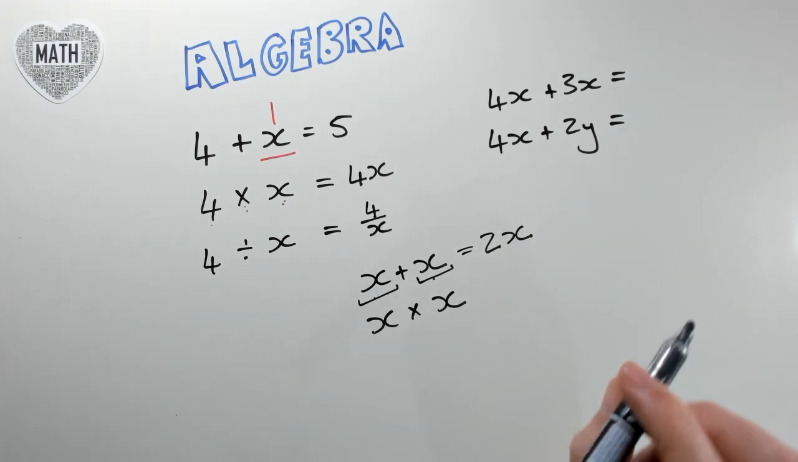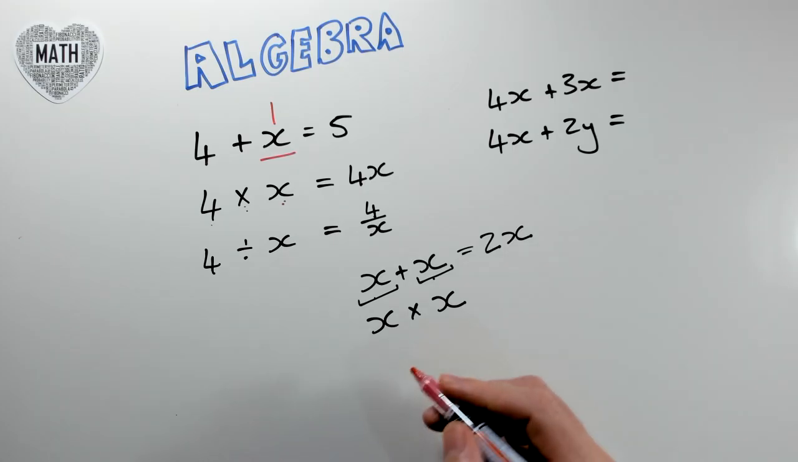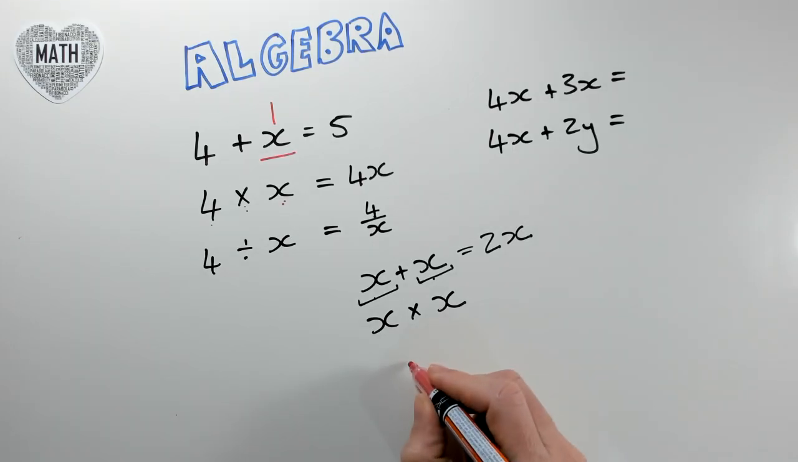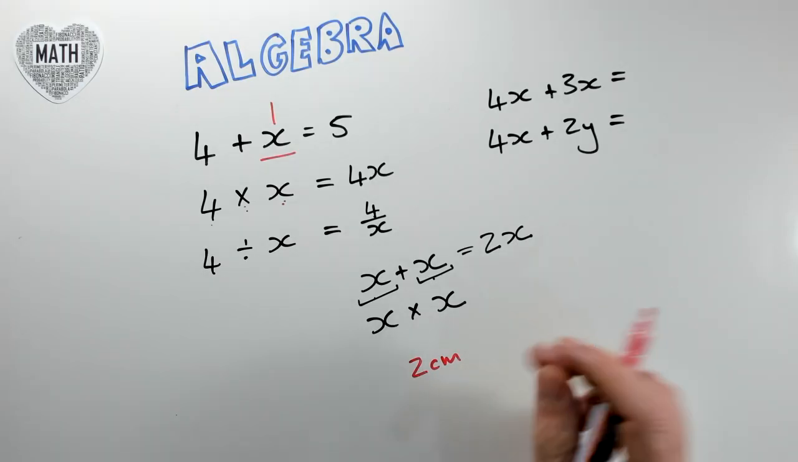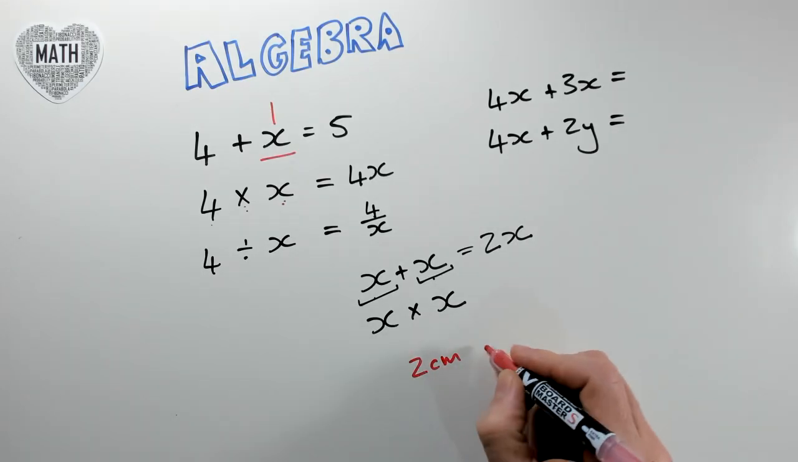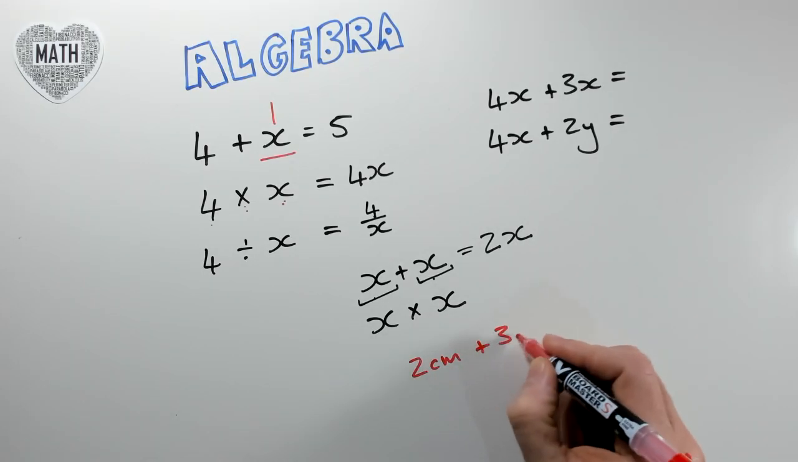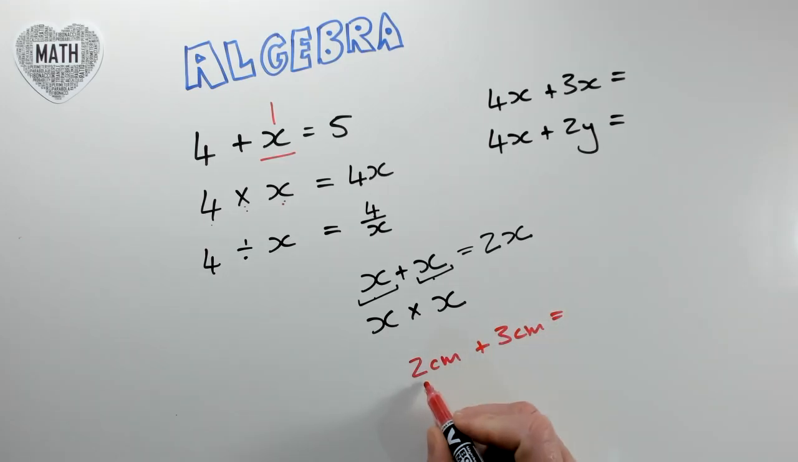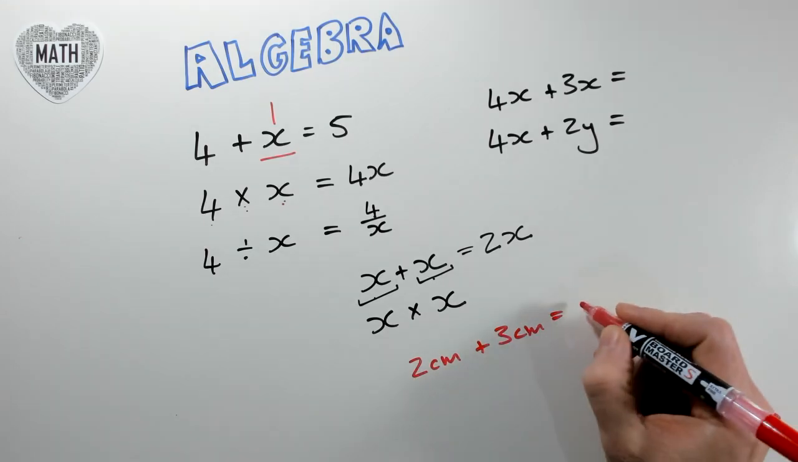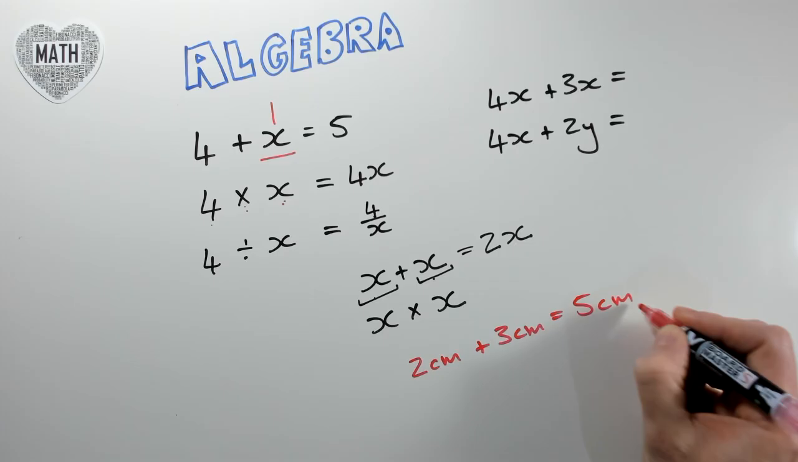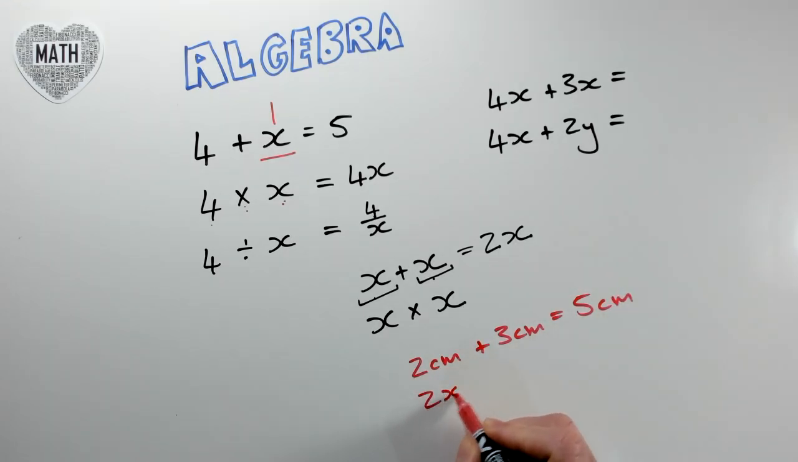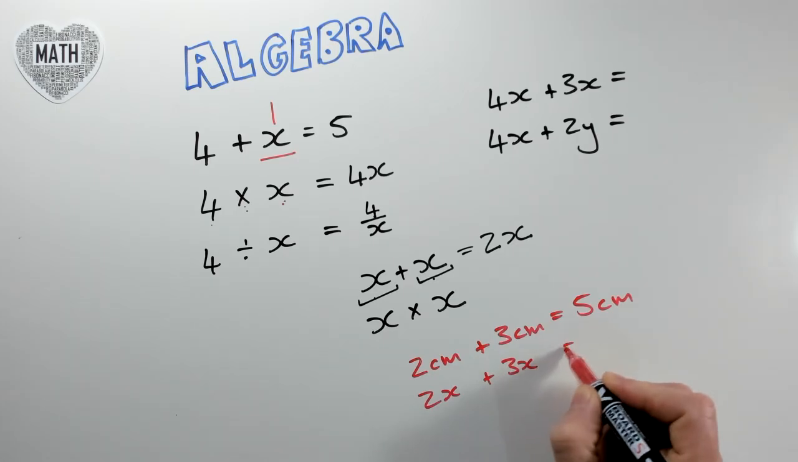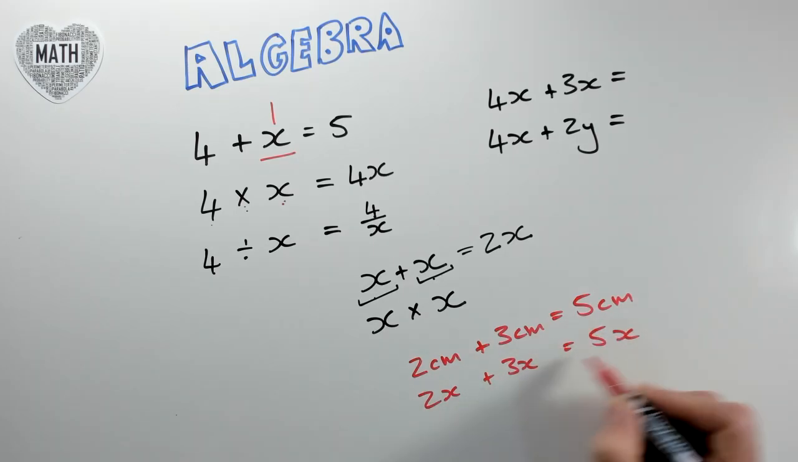You can think of it like centimeters. If I measured something and it was 2 centimeters long, and I wanted to add something that's 3 centimeters long, 2 centimeters plus 3 centimeters will give me 5 centimeters. So this is just the unit. So it could have been 2x plus 3x. It just gives me 5x.